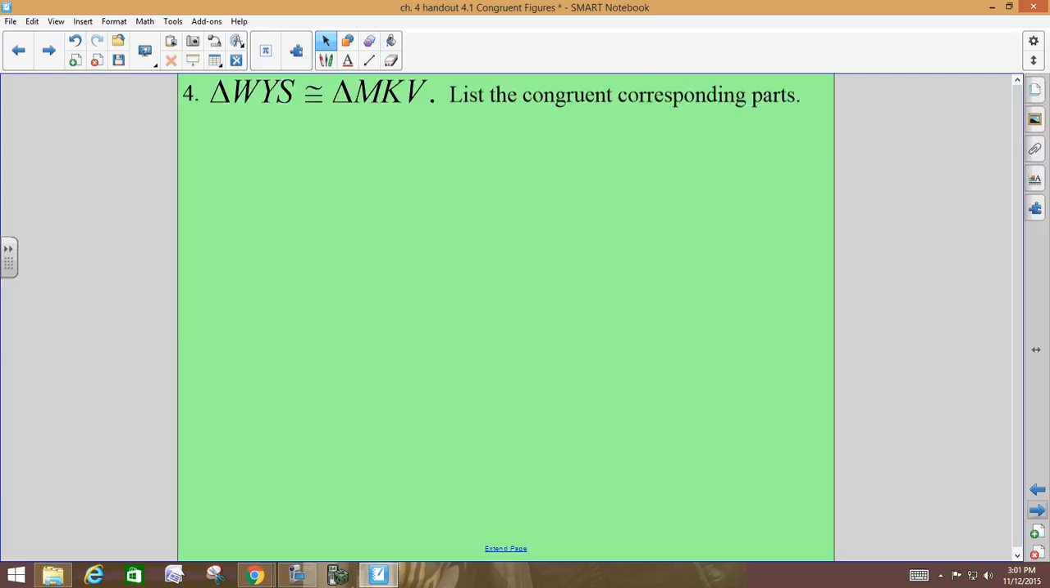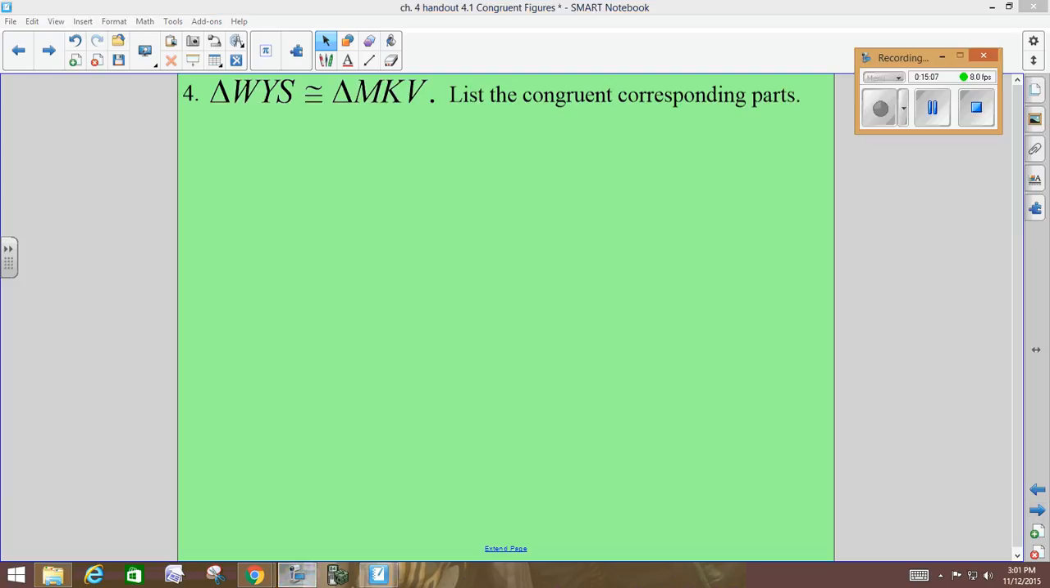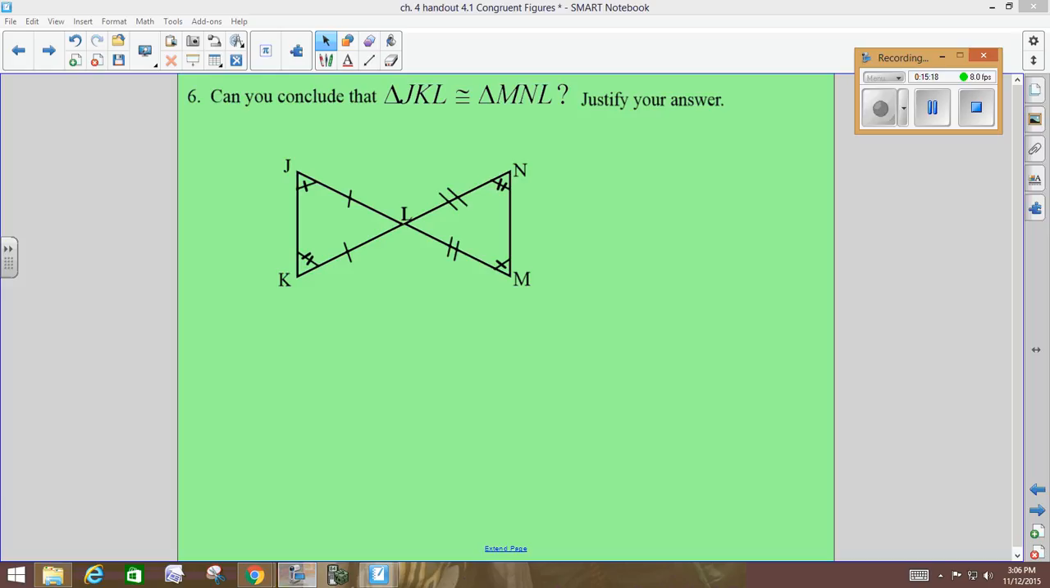Excuse me. And do number 4. It says list the congruent corresponding parts. Yours also says to use 3 letters when naming the angles. Just cross that sentence off. 6. Can you conclude that triangle JKL is congruent to triangle MNL? Justify your answer.